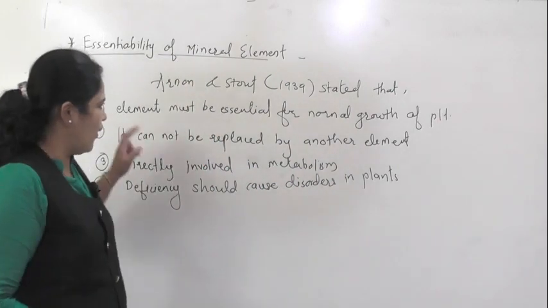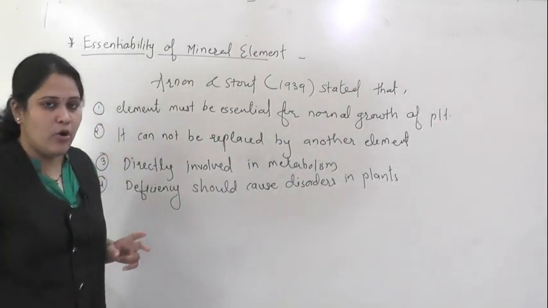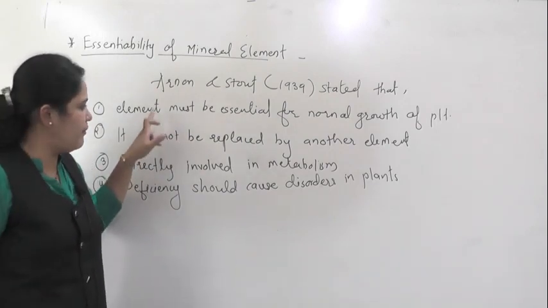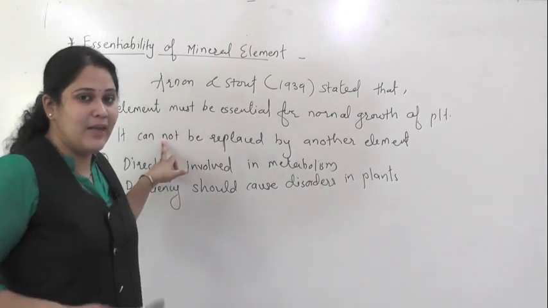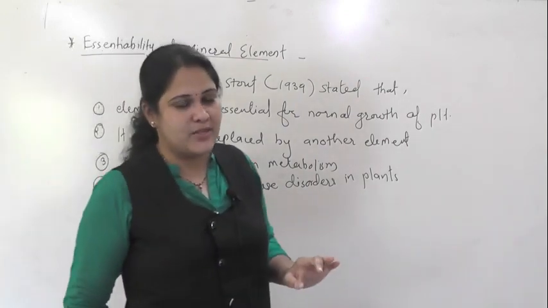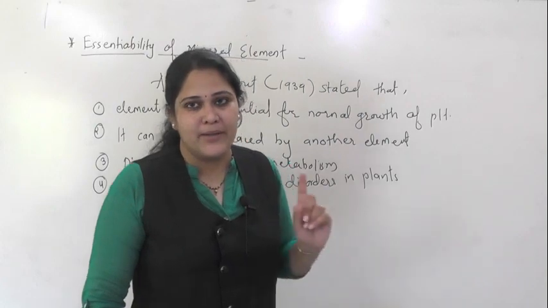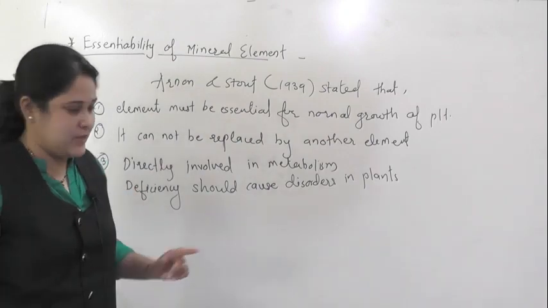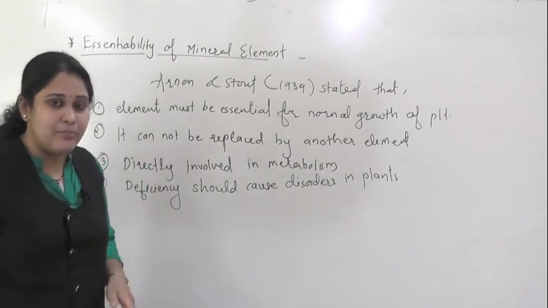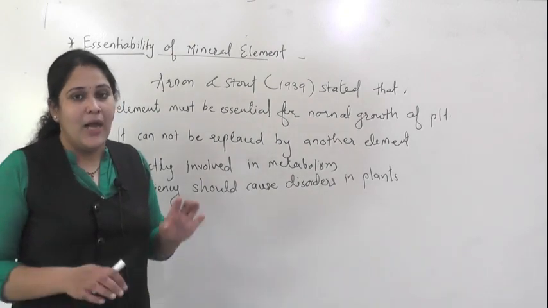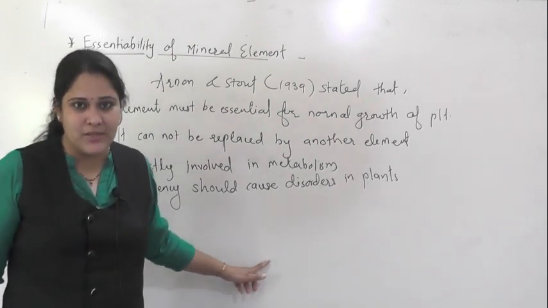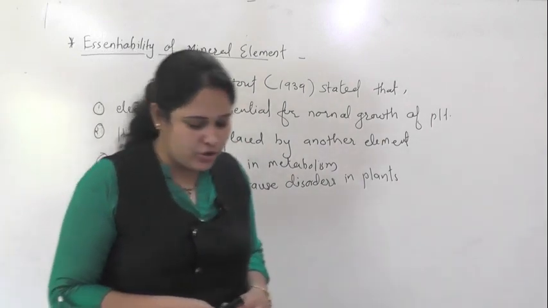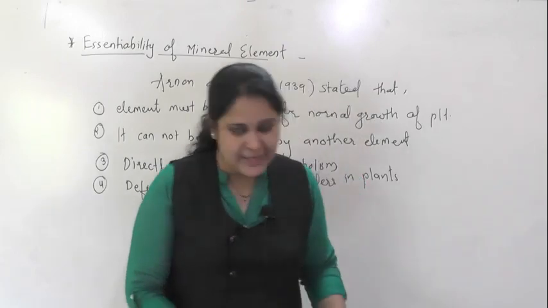Okay, let's discuss this. Which element should be called an essential element? It must be required for the normal growth of the plant. It cannot be replaced by another one; that and that only is required. It must be directly involved in the metabolic processes. And obviously, if it is absent, it must show some disorder in the plant. That is what shows its importance in plant growth. So, if these four criteria are fulfilled by a particular element, that is called an essential element.